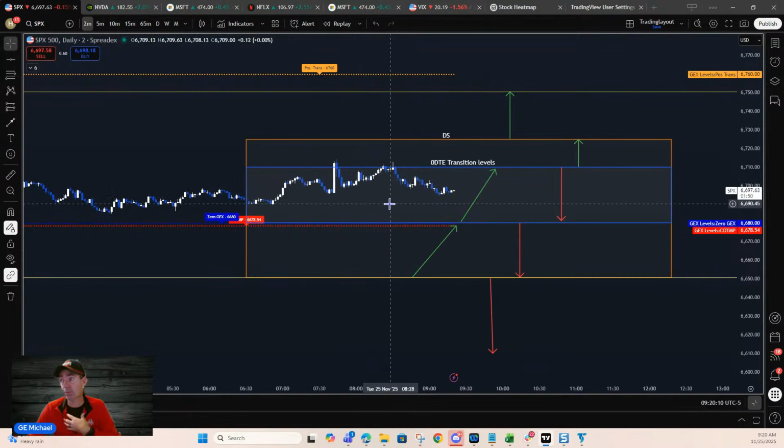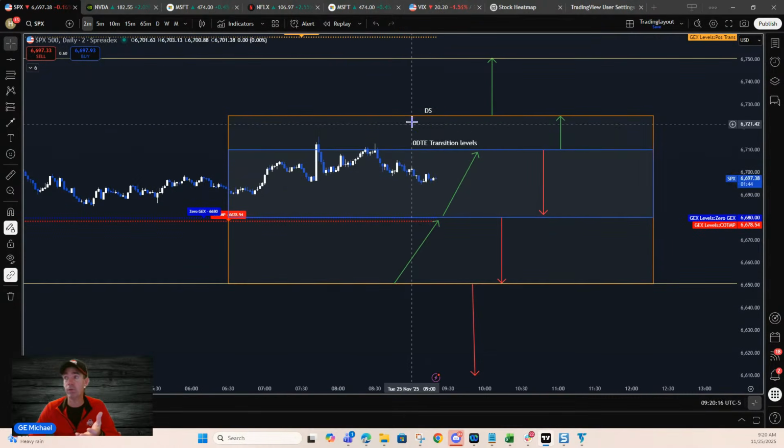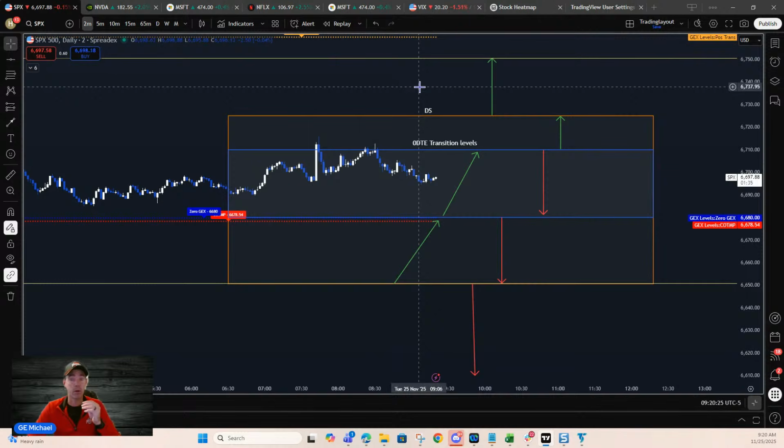So key areas for me, I'll be watching 6710 already this morning, obviously identified by price as well as the transition level, and then top of DS 6725, and then up towards 6750, which we discussed earlier, that key upside point where we do have some in the money puts overhead, as well as that charm of those out of the money calls, which will be difficult to move above.